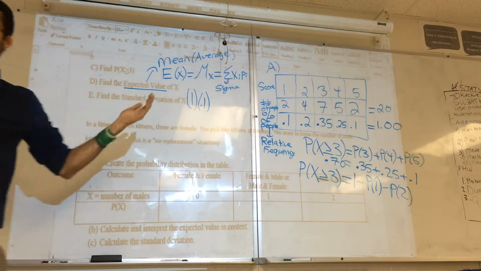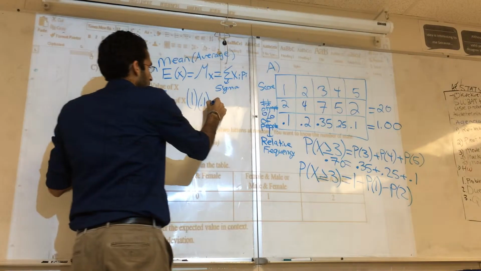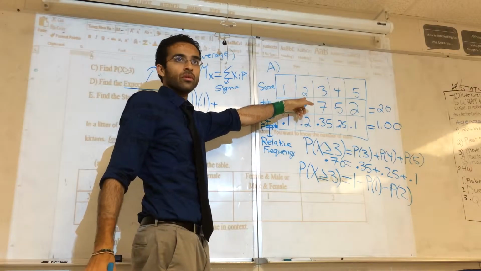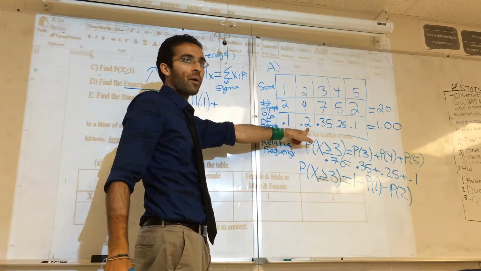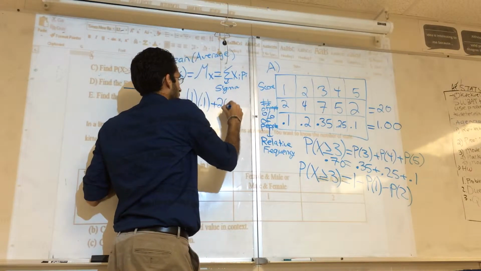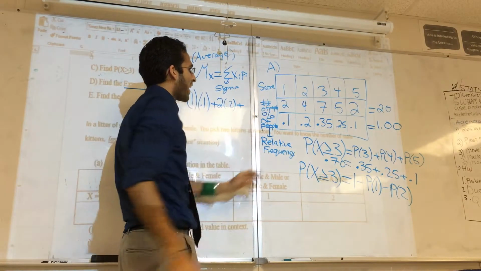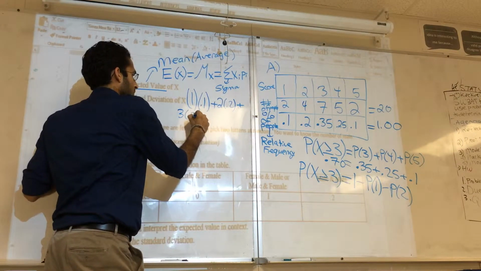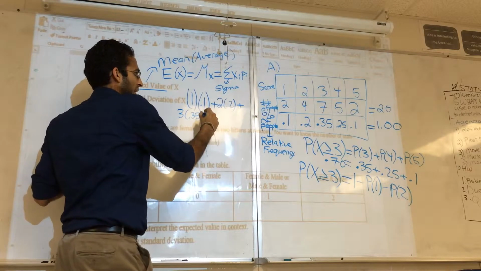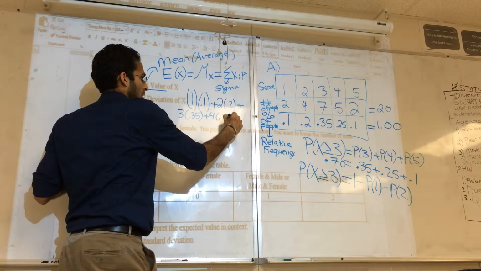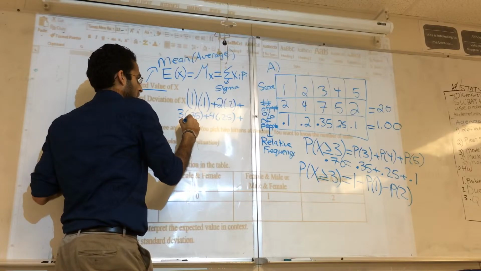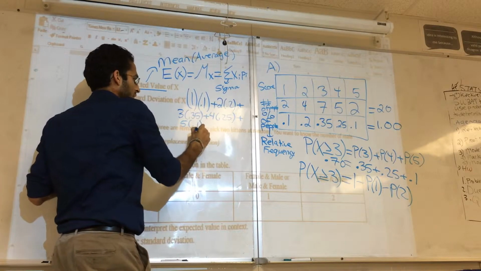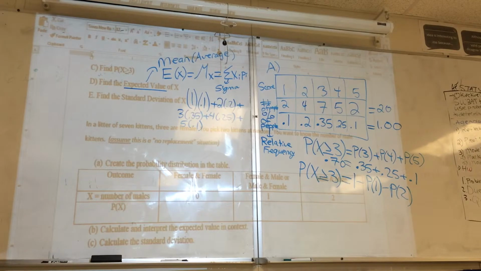Sigma just means add. So then add the next x value, 2, times the probability of getting a 2. Then add the next x value, 3, times the probability I get a 3. Do we just continue? Right, up to 5. Whenever you're doing that, does it have to use decimal form? Yes, decimal.